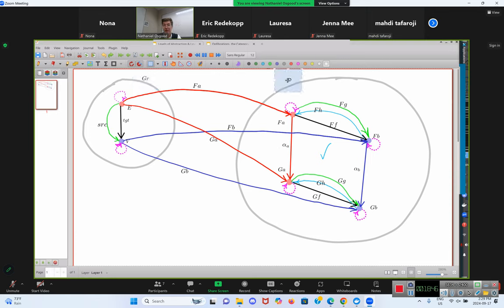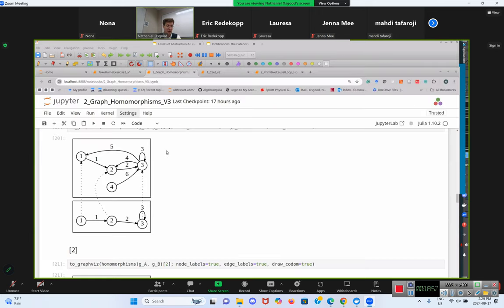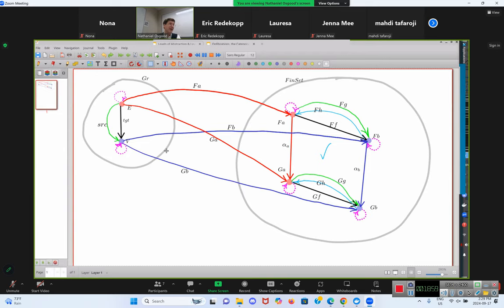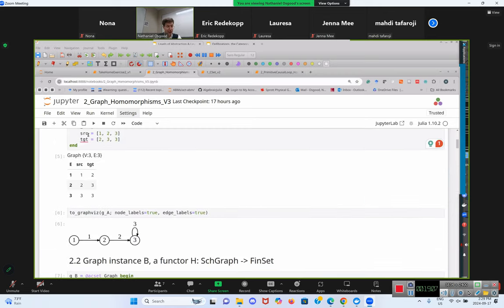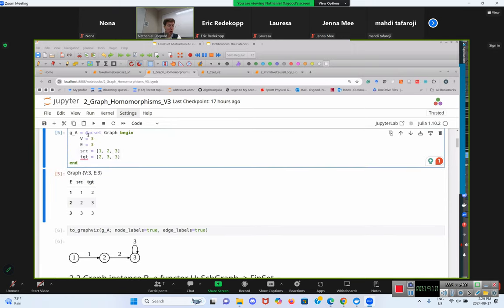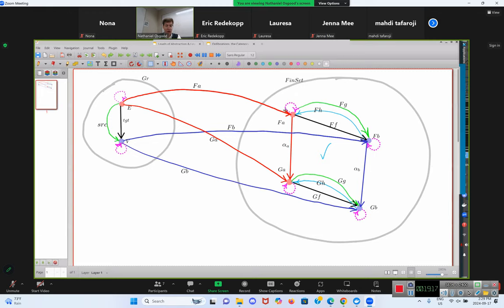FinSet or FinSet? I'm going to say FinSet just because we're dealing with finite sets. And the truth is maybe skeleton of FinSet, since we're not really distinguishing between things here of the same size. We just say there are five vertices or something like that here. Like right here, there are five vertices. We don't say they are A, B, C or something like that. There are five edges or three edges, three vertices, three edges. Okay. And we're going to say this is skeleton of FinSet.